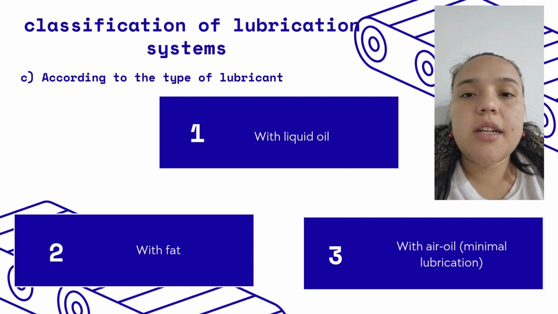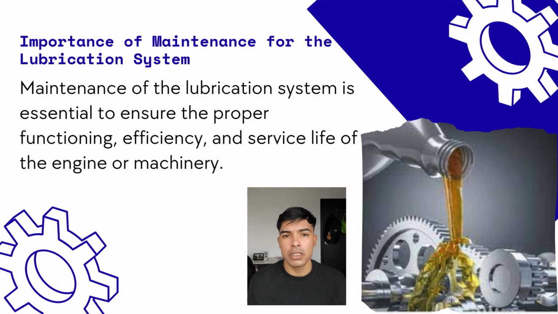Importance of lubrication systems. Maintaining the lubrication system is essential for ensuring the proper operation, efficiency, and lifespan of the engine or any mechanical equipment. Because the system constantly protects moving parts, any failure such as lack of oil, poor filtration, or pump malfunction can lead to overheating, premature wear, or serious mechanical damage.